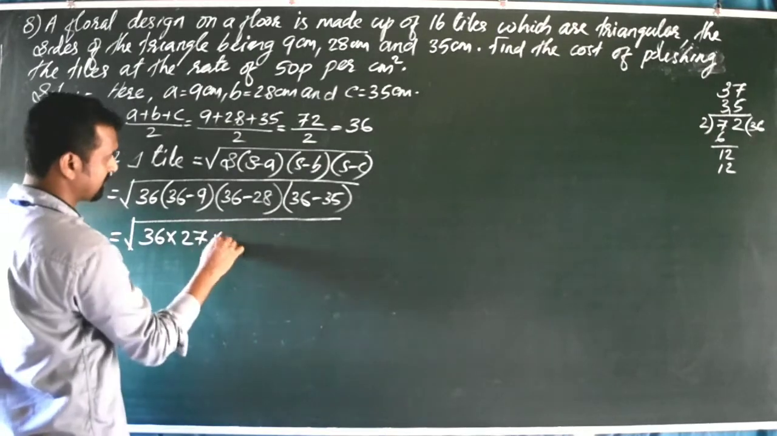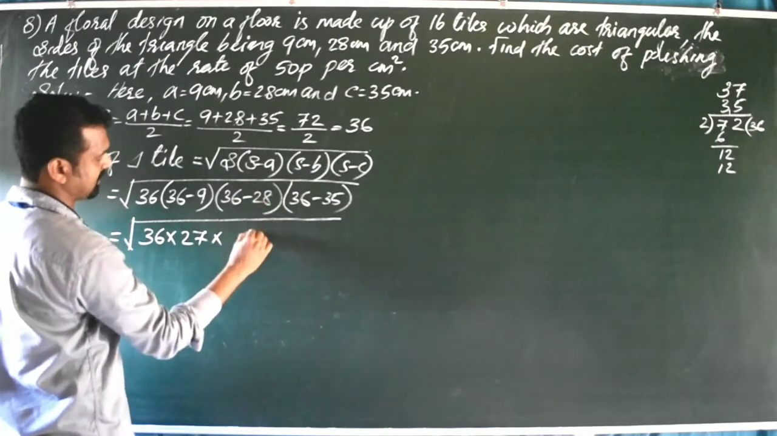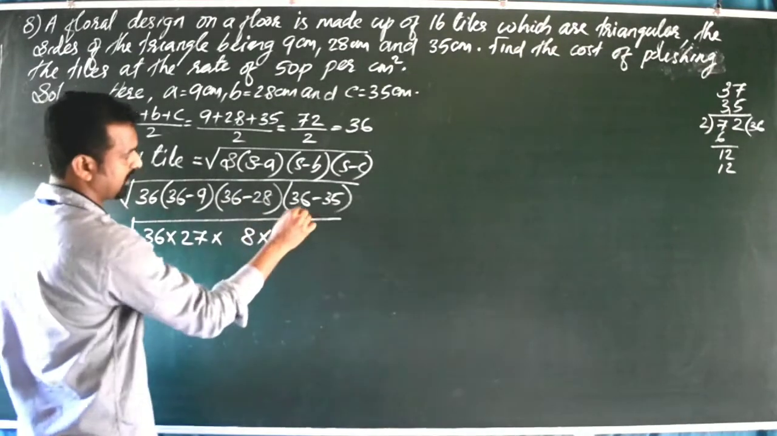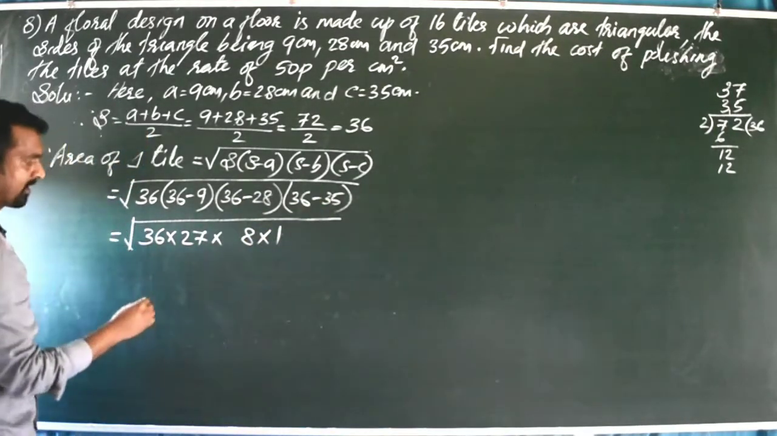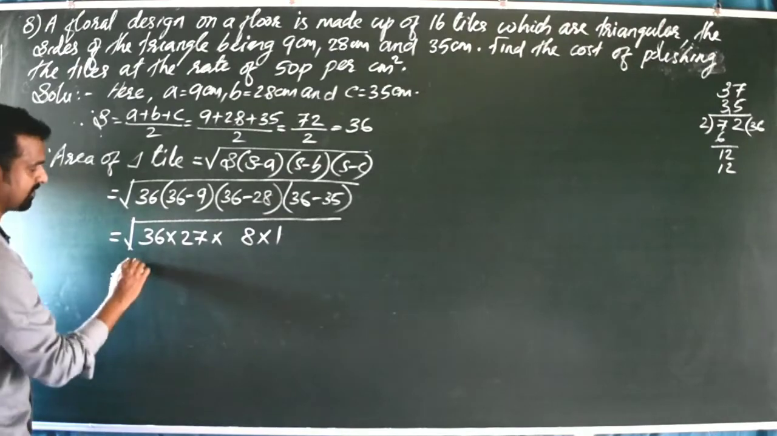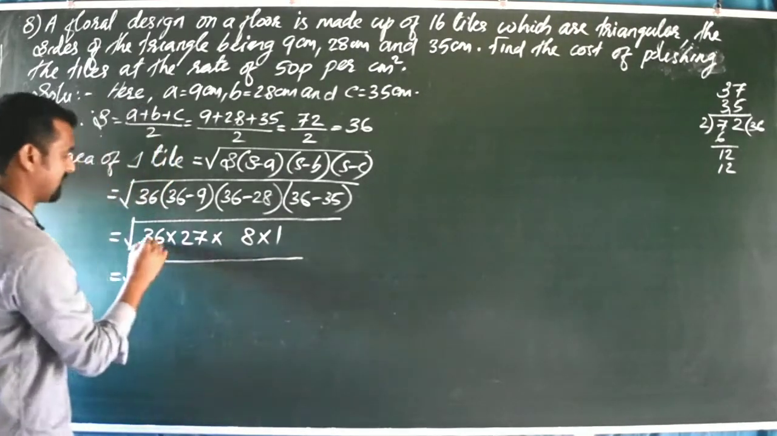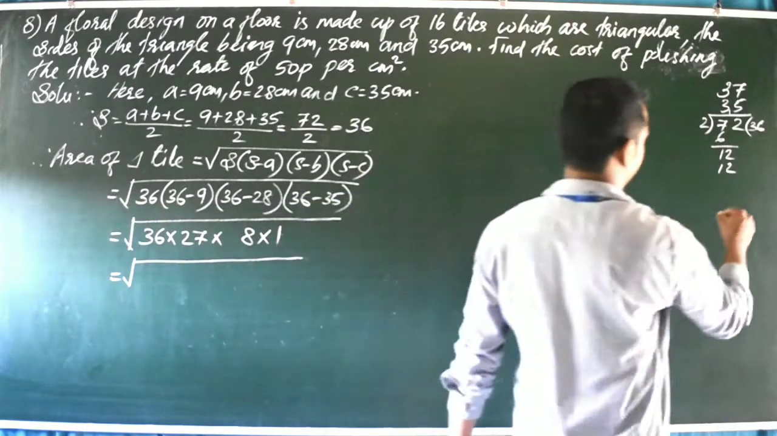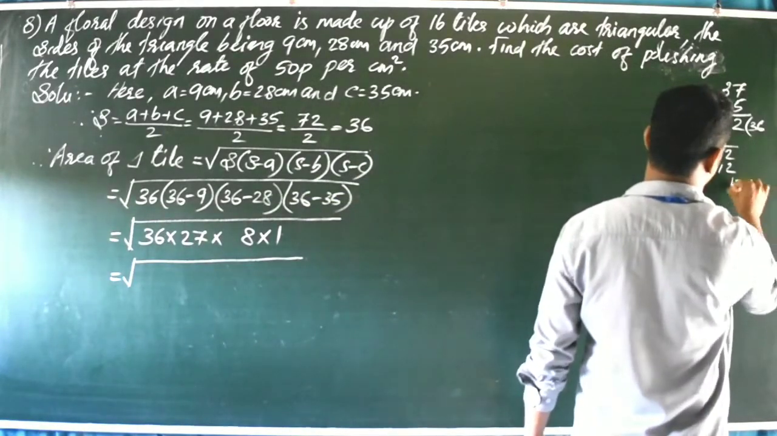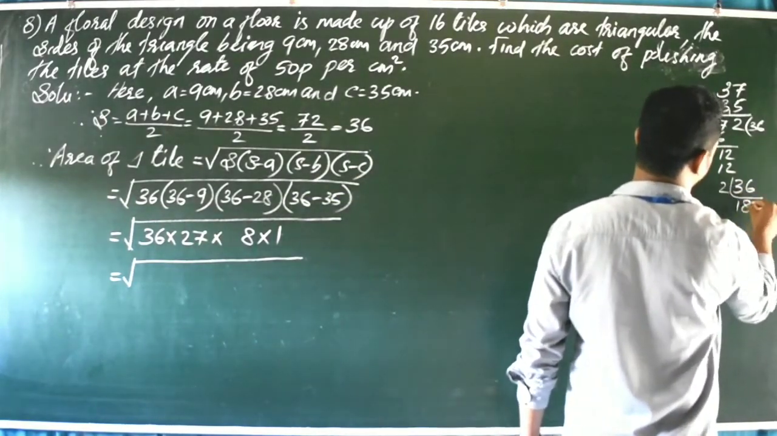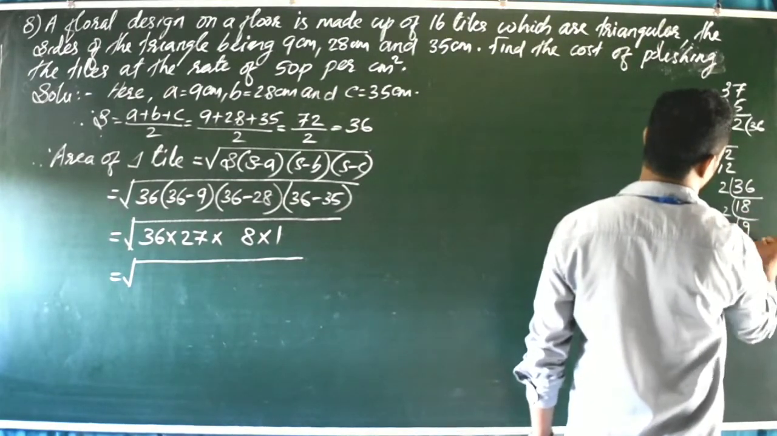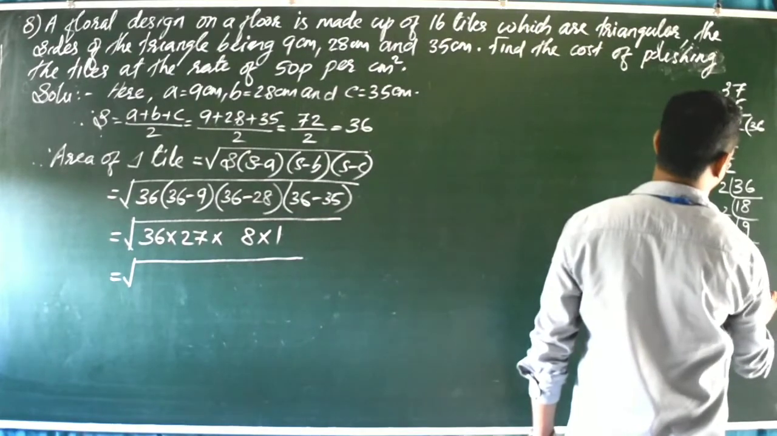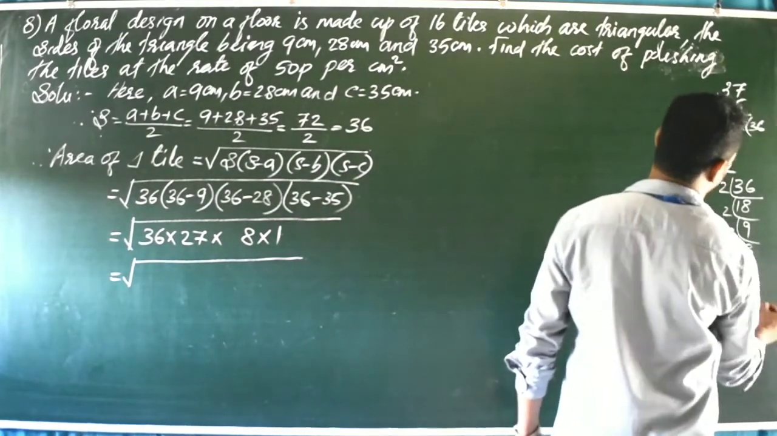Then 36 minus 28, 16 minus 8, 8, 2 minus 2, 0. Then 36 minus 35, that is 1. That is equal to the square root of... we have to factorize 36, and 27 also. Factorize 36: 36 divided by 2 is 18, 18 divided by 2 is 9, 3 3s are 9. 27 divided by 3 is 9, 3 3s are 27, divided by 3 is 3.